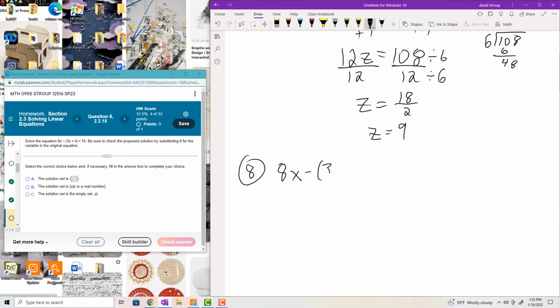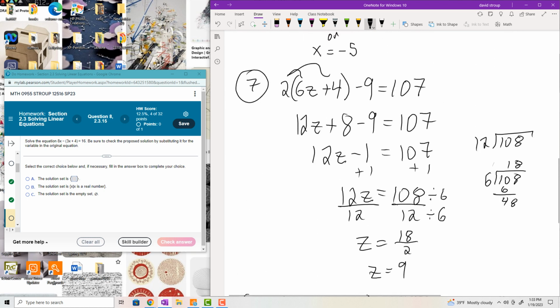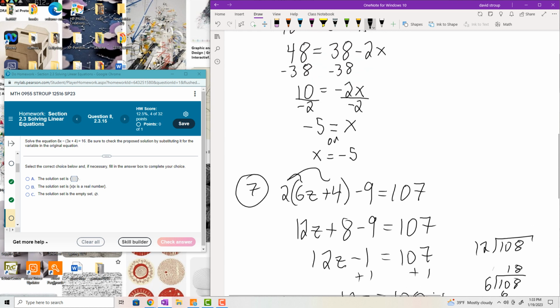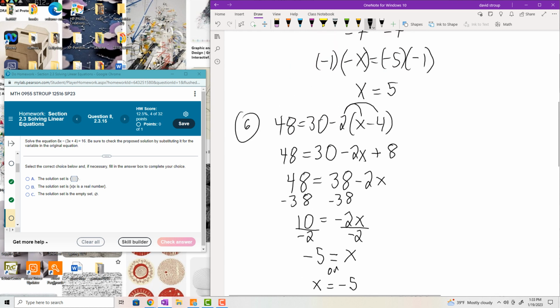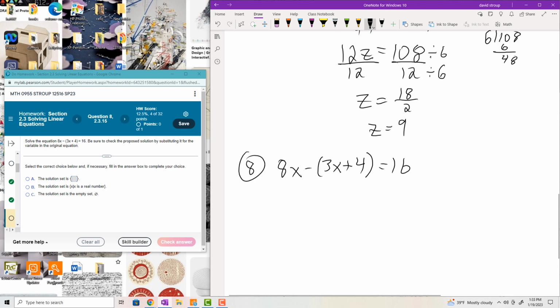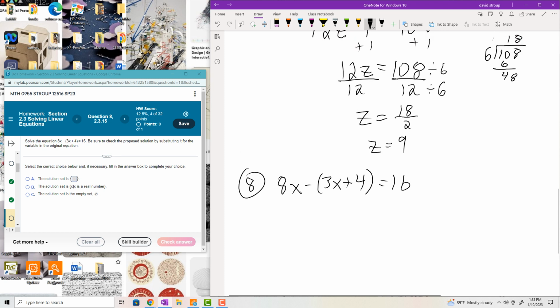8x minus (3x plus 4) is equal to 16. So here it's a little bit different because there's no number in front of the parentheses, right? So above at number 7, there's a pesky 2. Number 6, there's a negative 2. And you may wonder, well, what the heck am I supposed to distribute?